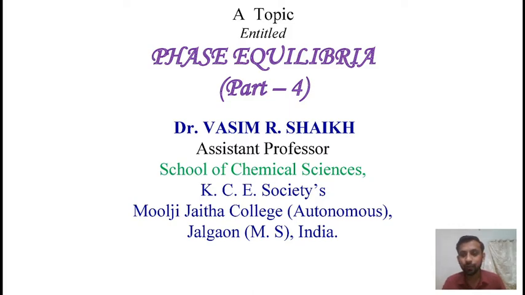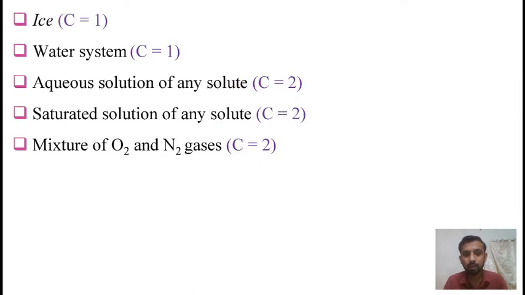In this video, we learn about how to calculate the number of components present in a system. The number of components of a system is defined as the minimum number of independent chemical constituents which are required to express the composition of each phase in the system.